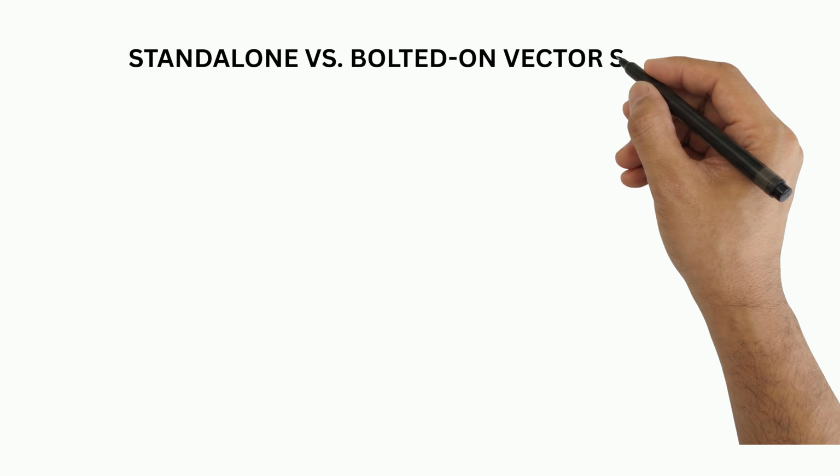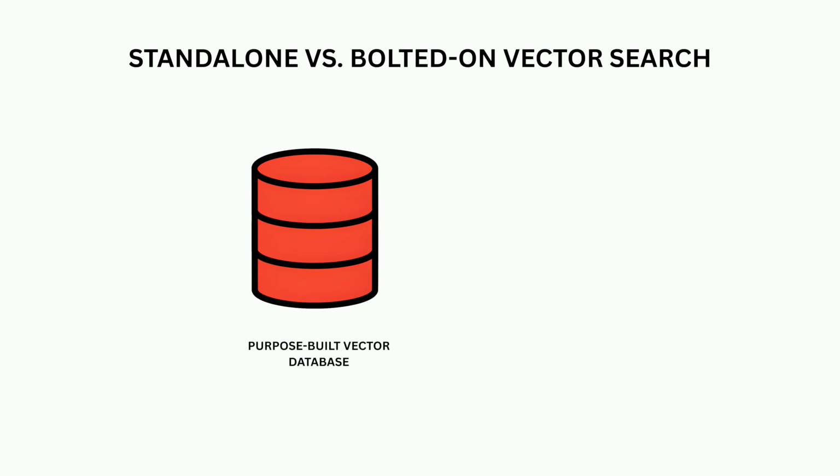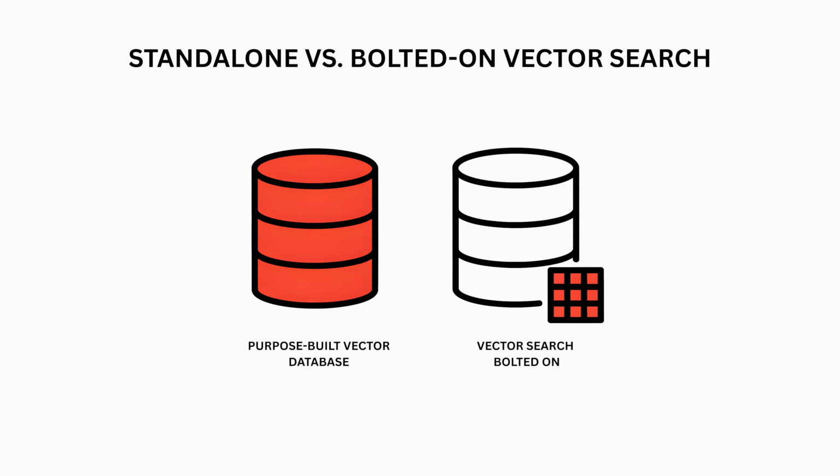In practice, you'll run into two flavors of this. Purpose-built vector databases are designed from the ground up around this kind of search. But plenty of existing databases, relational and document stores alike, now bolt on vector search as an added feature. Both approaches work. The right choice usually comes down to how much of your data was already living in one system versus the other.